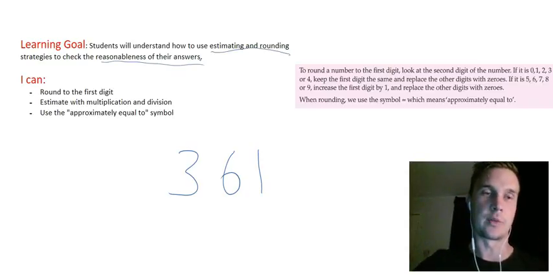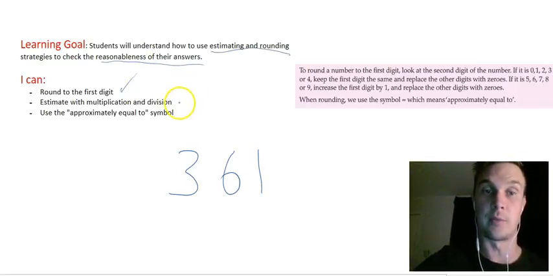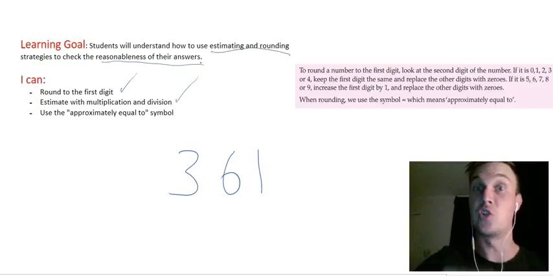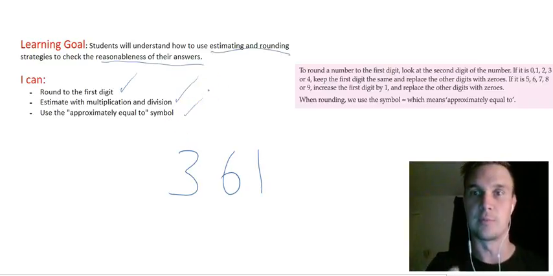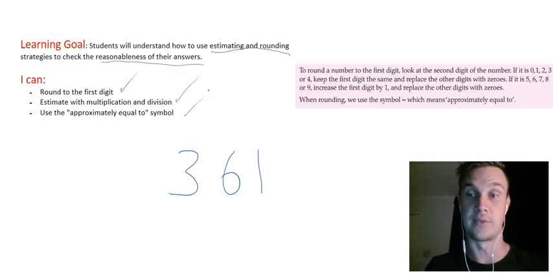At the end of this lesson, I want to make sure that you know how to round to the first digit, you can estimate with multiplication and division, and you can use the approximately equal to symbol, okay? Before we get onto this, I want to make sure that you understand what rounding is. You should have done it in previous videos. I want you to write this down, and it's an easy way for us to remember it.